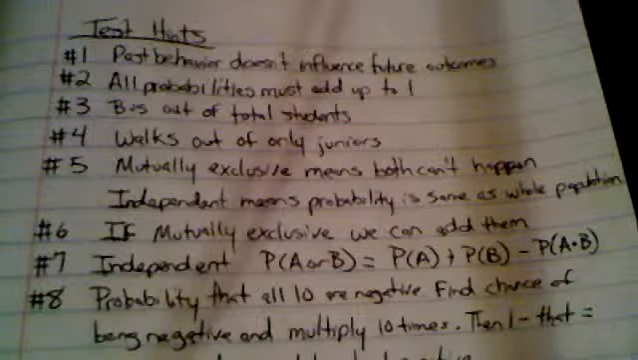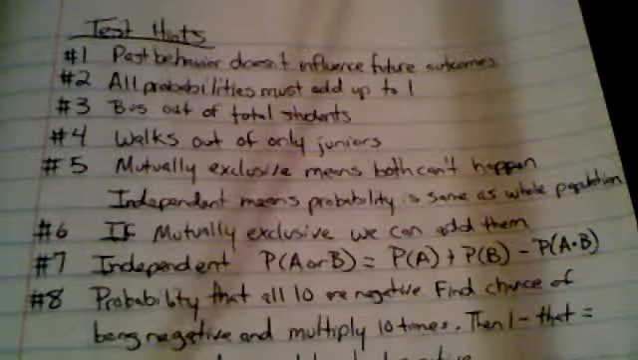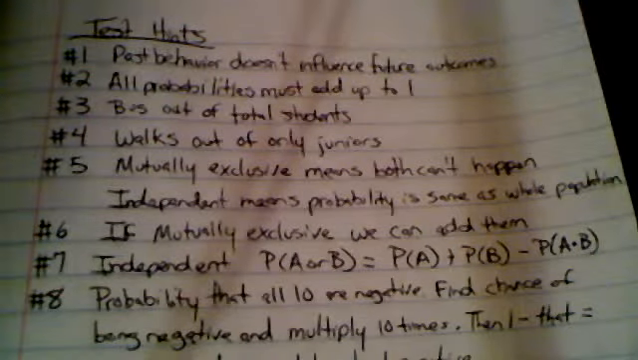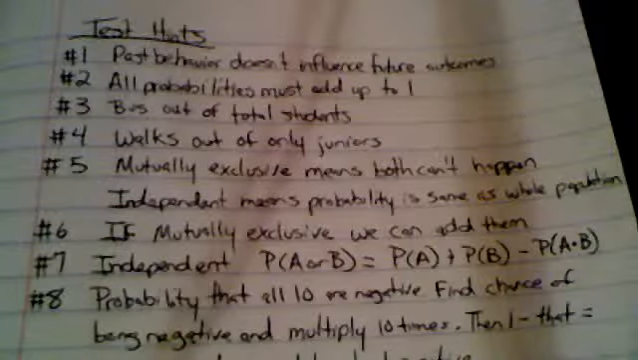Number 6, if things are mutually exclusive, we can add them. So if, for instance, the probability of getting heads or tails is actually 1, because the probability of getting heads is 0.5, probability of getting tails is 0.5. So heads or tails is, you have to get one or the other. Number 7, if things are independent, then the probability of A or B is the probability of A plus the probability of B minus the probability of A times B, which is the both.